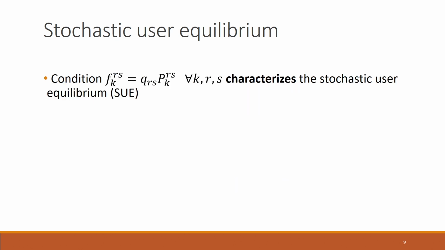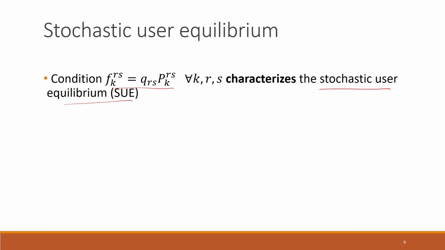This condition FKRS is equal to QRS times PKRS for all K, R and S characterizes the stochastic user equilibrium condition. This is kind of the equivalent of what we had seen as the first order conditions of Beckmann's transformation in deterministic user equilibrium.